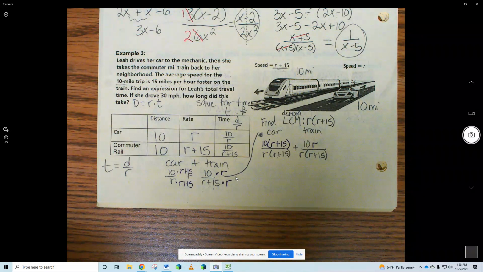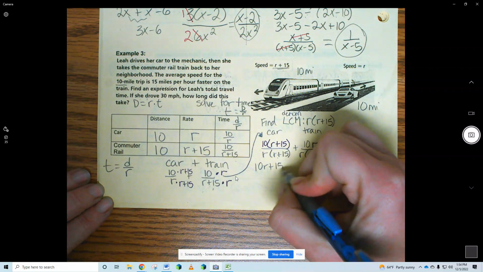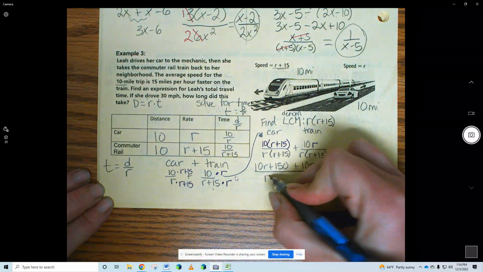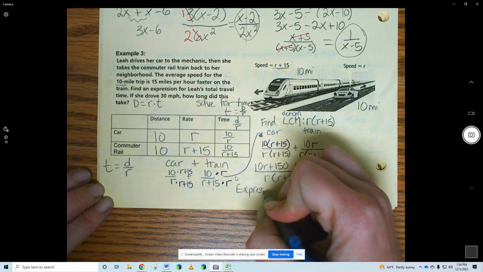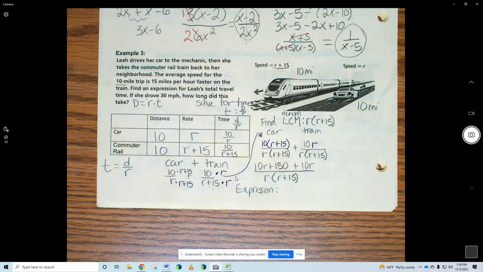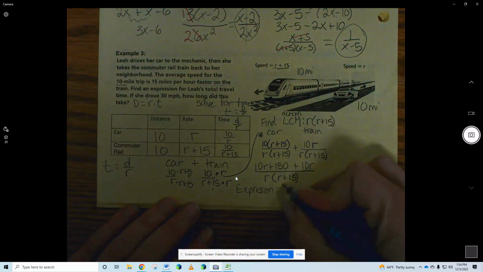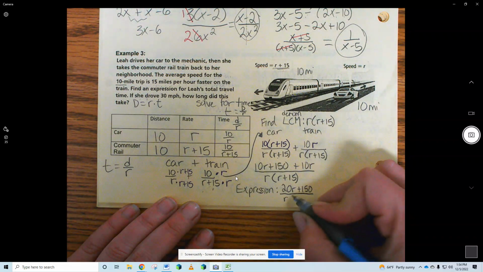I'm going to distribute and combine like terms. 10R plus 150 plus 10R over R times R plus 15. So it says find an expression. First thing, find the formula. 20R plus 150 divided by R times R plus 15.